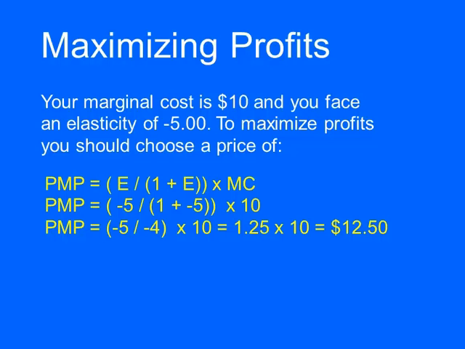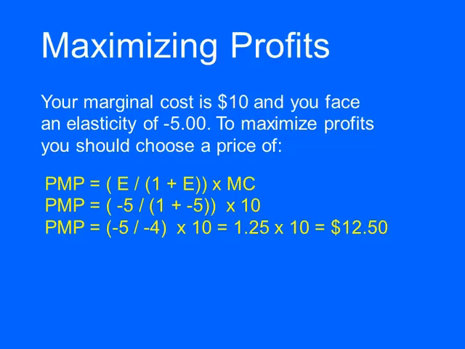You know your price. You should be pricing your hospital visit, your drug, your whatever you're doing, your unit of production. You should be pricing it at $12.50 to maximize profits. Any less, you're going to hurt yourself. Any more, you're going to hurt yourself. So kind of a very powerful tool.